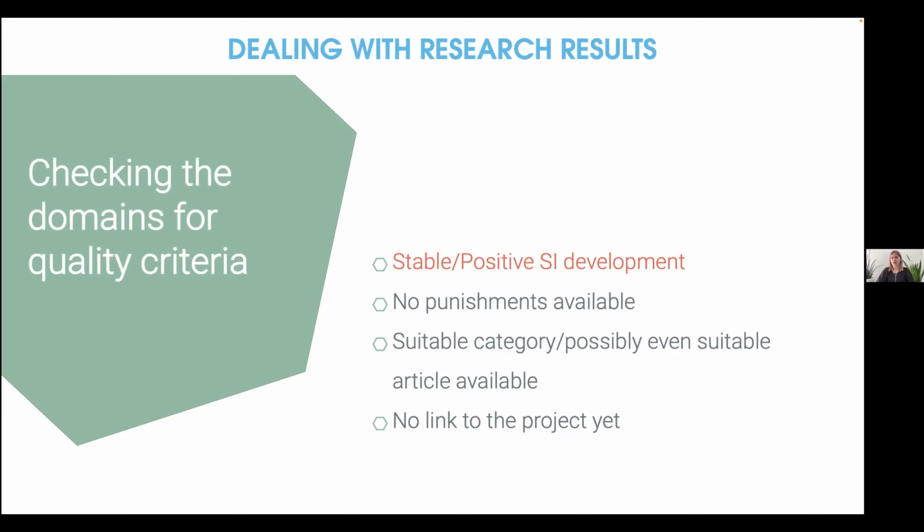Are there punishments? There should be no punishments, of course. Is it suitable? Has it a suitable category? Is maybe a suitable article available already? Does it fit into your content marketing campaign? And check if you have a link already to your link project, or maybe not. It should always be a fresh domain, and not one where you already got a link from.